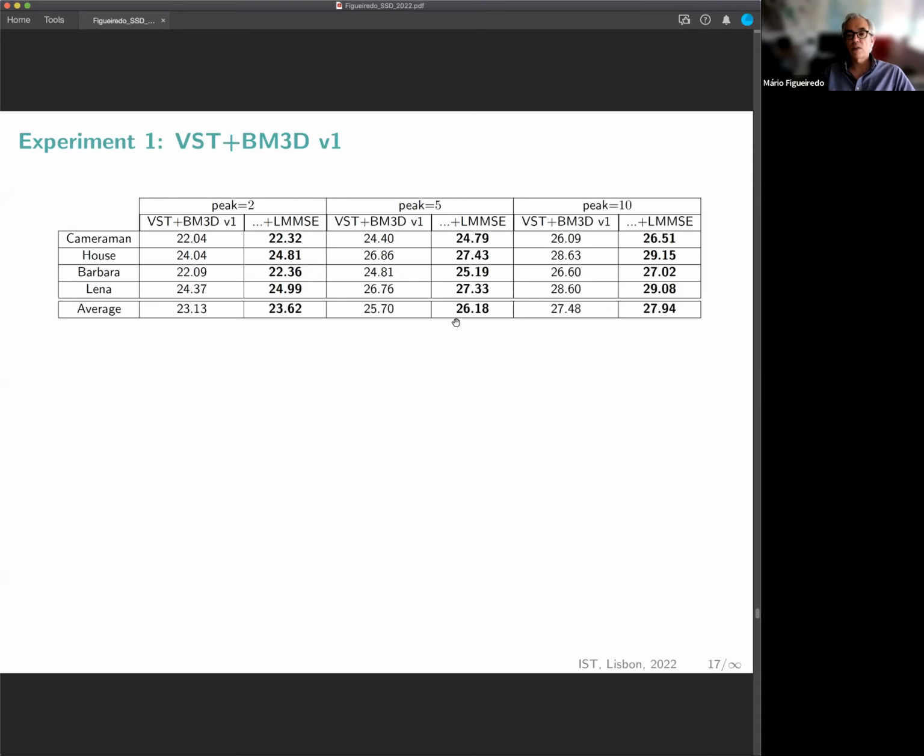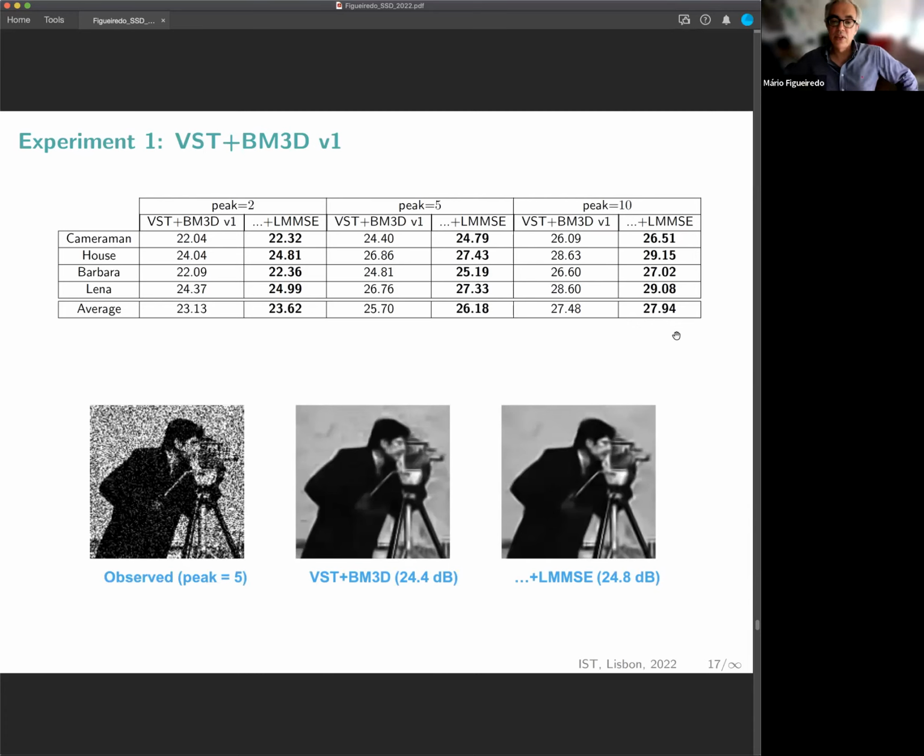And it's always like that. It's always sort of half a dB better. So half a dB may not look a lot, but it's quite visible, okay? Especially in Poissonian images. So this is an example for peak 5. The average number of photons per pixel in this image is 5. Actually, the brightest pixels in this image have an average of 5 photons. So this is what you obtain using this method, and this is how you improve it by post-processing with the LMMSE filter. In this case, you improve by 0.4 dBs, but you can see that the image is much nicer, especially in flat regions.